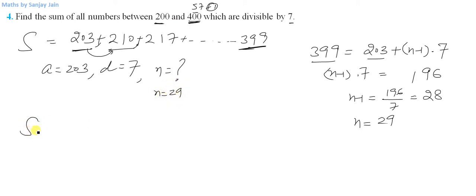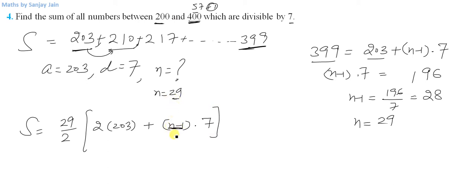So what will be the sum? Sum will be equal to n by 2 into twice the first term plus n minus 1 into the common difference. N minus 1 can also be written directly as 29 minus 1, that is 28. So it will be 28 into 7. Okay, so first of all, let us take care of this 2. So I will cancel this and this will be 14.